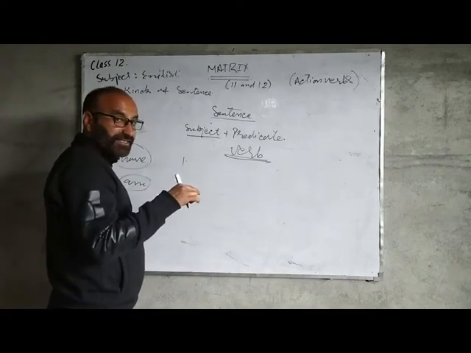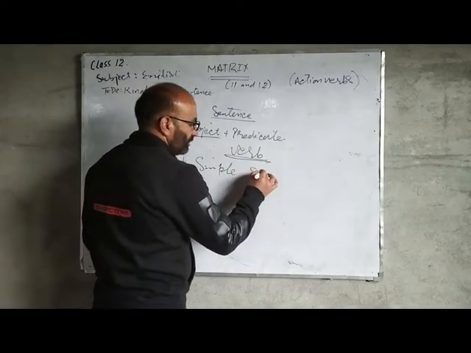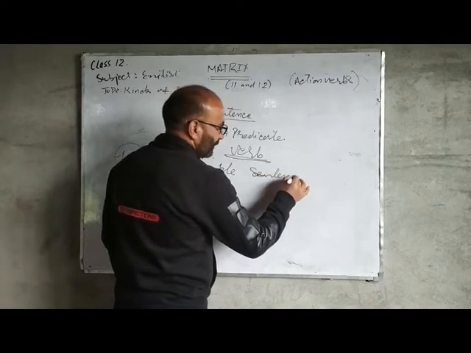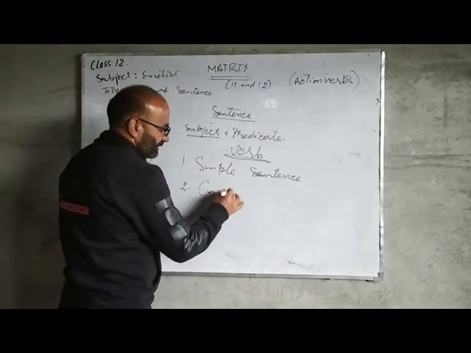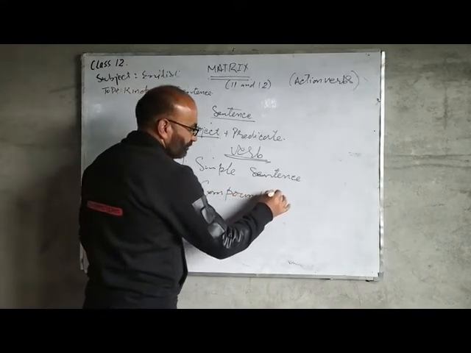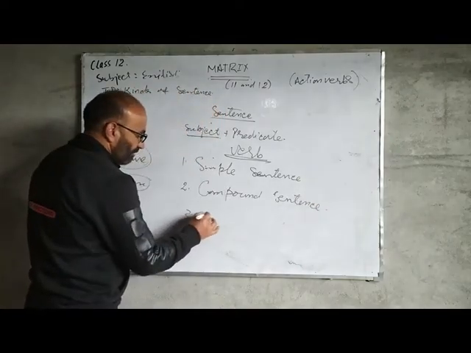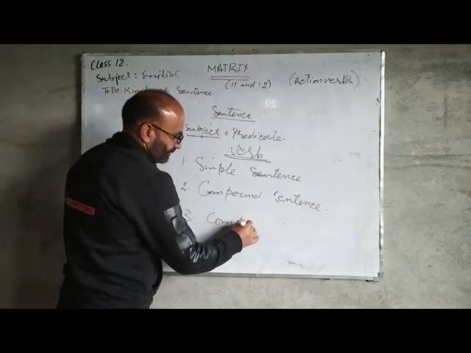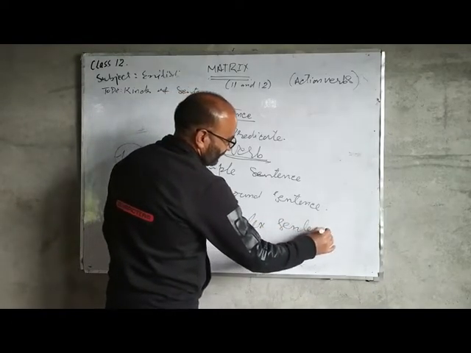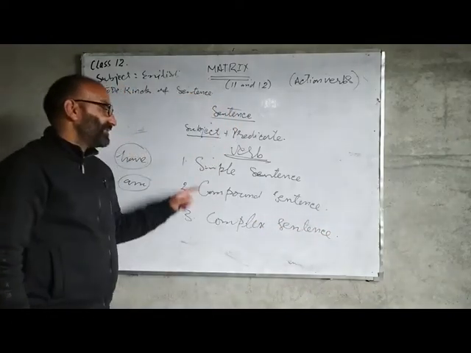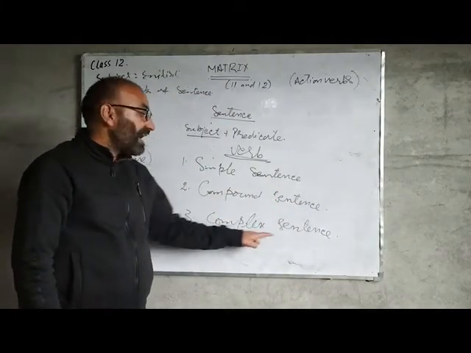When it comes to the kinds of sentences, we have three kinds of sentences in your syllabus. The very first is called simple sentence. The second, compound sentence, and the third, complex sentence. These are the three kinds of sentences: simple sentence, compound sentence, and complex sentence.